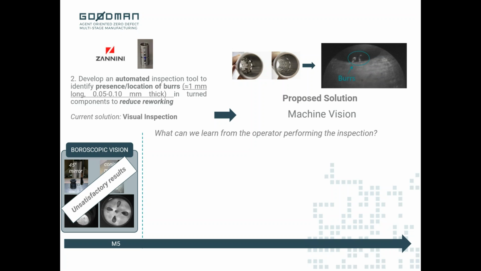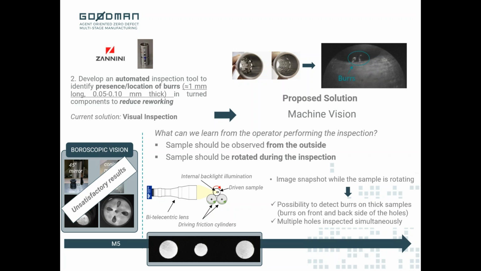So we started thinking together with Zannini, what can we learn from the operator performing the inspection? Okay, we can learn that the sample should be somehow observed from the outside, because that's what the operator is doing. And at the same time, the sample should be rotating during the inspection, because the operator is changing his point of view in order to inspect the part in a more proper way to locate the presence of burrs. So we came up with this preliminary solution, trying to take an image snapshot while the sample is rotating.